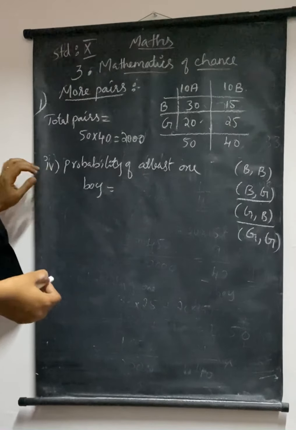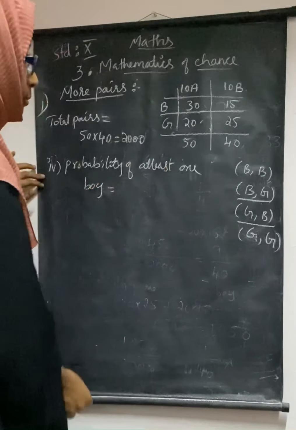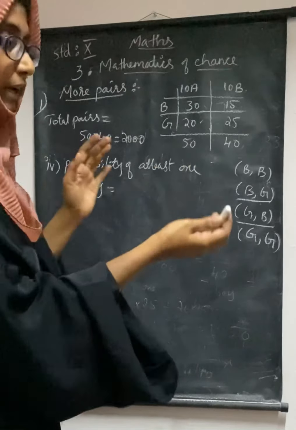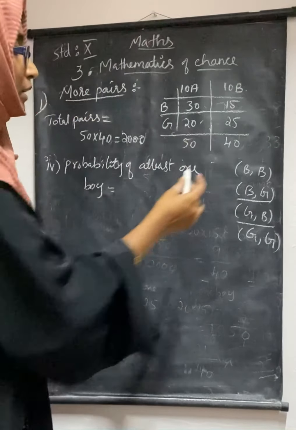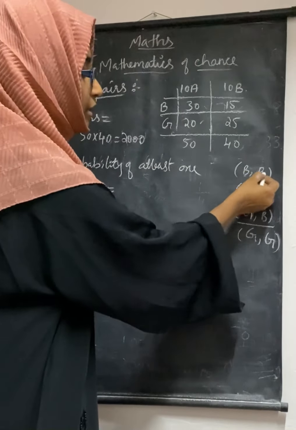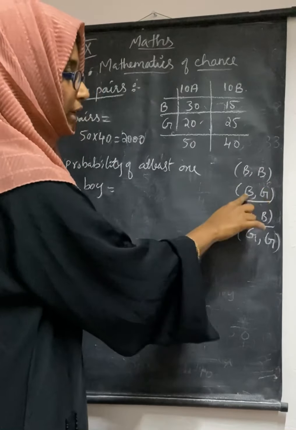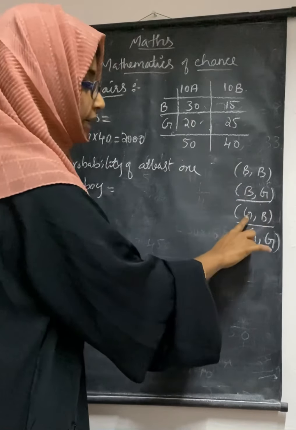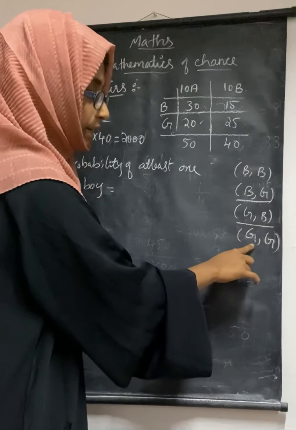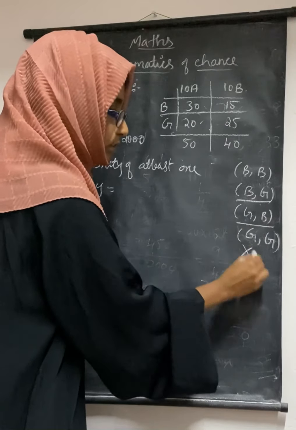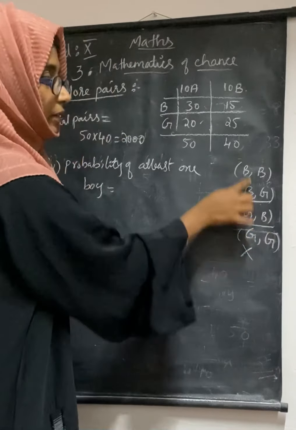Okay, fourth sub question. What is the probability of at least one boy? At least one boy means in a pair, at least one boy should be there. In this pair, two boys, one boy is there, no? Here, boy, girl, one boy is there. Girl, boy, at least one boy is there. But here, girl, girl, at least one boy is not there. So we can't choose this. These three we have to choose.